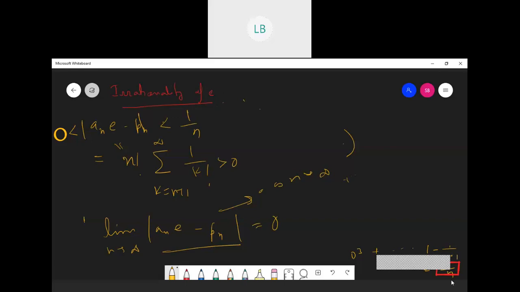Thus we can say that e is irrational. Why? Because there exists a rational approximation of e such that none of the individual terms are 0, and thus we can say e is irrational. So we actually proved the irrationality of e.